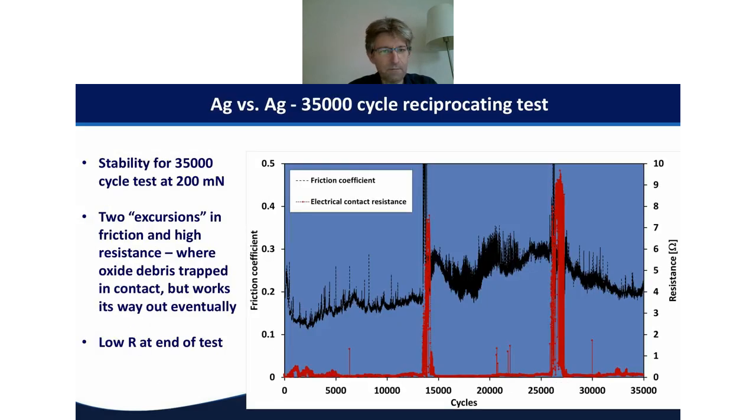And my final experimental slide is just showing that we also have the stability for much longer and higher cycle tests. And essentially here we've got 35,000 cycle tests at 200 millinewtons. And in this particular test, there's a couple of excursions where that metallic contact is partially disrupted with high oxide debris that's trapped in that contact. And it takes, in this case, quite a large number of cycles to work its way out, and eventually works its way out, and you get a low resistance test. So these are bulk materials, so a bulk piece of aluminium, sorry, silver against a bulk slider.